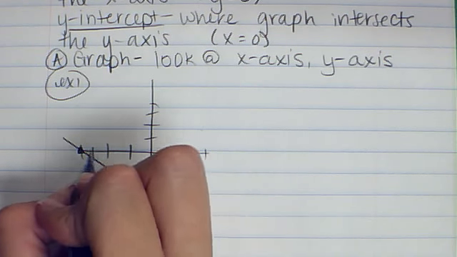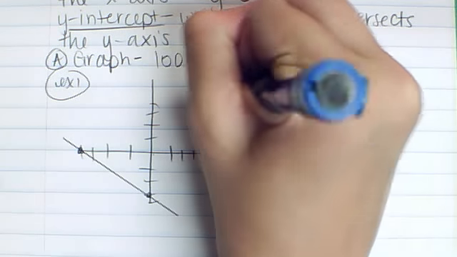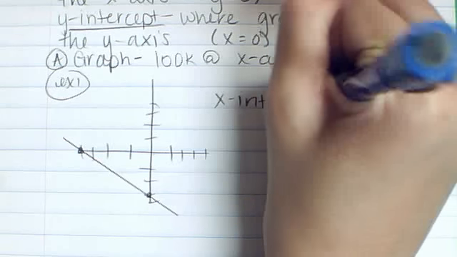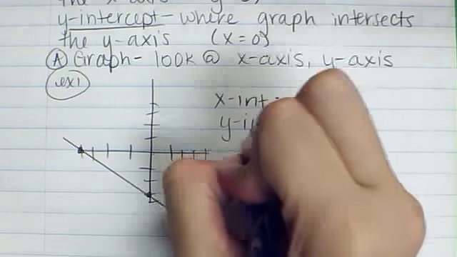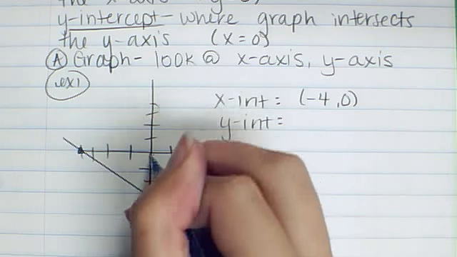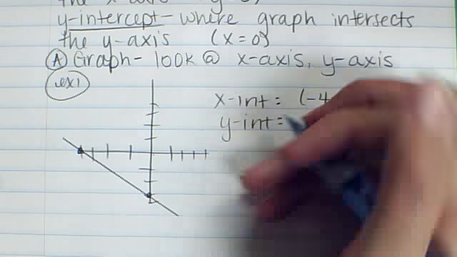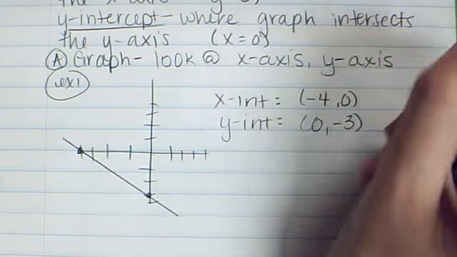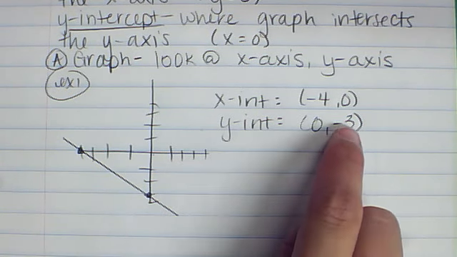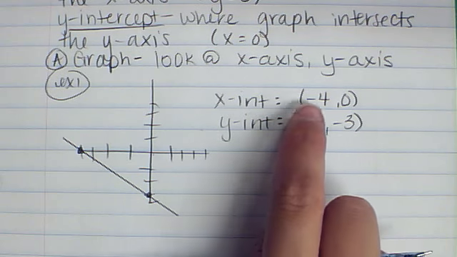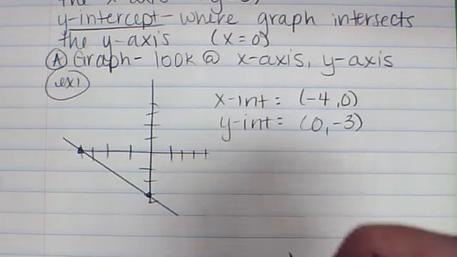If I'm looking for the x-intercept, I'm going on the x-axis. I'm going to go over 1, 2, 3, negative 4. So the x-intercept is negative 4, comma 0. The y-intercept, I'm going to go here to the y-axis, down 1, 2, 3. So it's 0, negative 3. There should always be a number in the place. So this is the y-intercept. There should be a number in the y-coordinate. X-intercept, there should be a number in the x-coordinate.